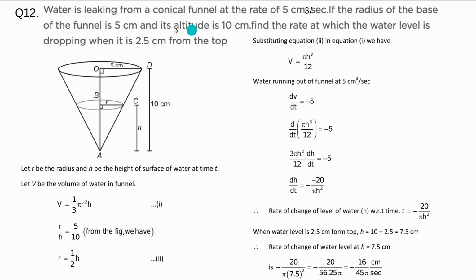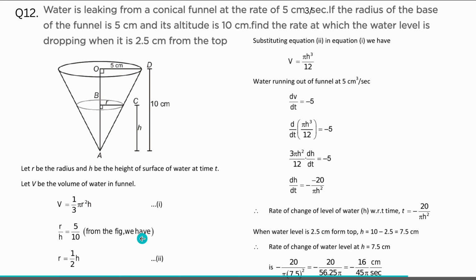And we have also been given that its total height is 10 centimeters, and the radius of the base is 5 centimeter, right? So this is given to us, and now we've been asked the rate at which the water level is dropping when it is 2.5 centimeters from the top. So from the top, this distance will be 2.5, and here this will be h. So let r be the radius and h be the height of the surface of the water at time t, and let v be the volume of the water in the funnel. So v for a cone we know will be 1 by 3 pi r square h. This is our first equation.